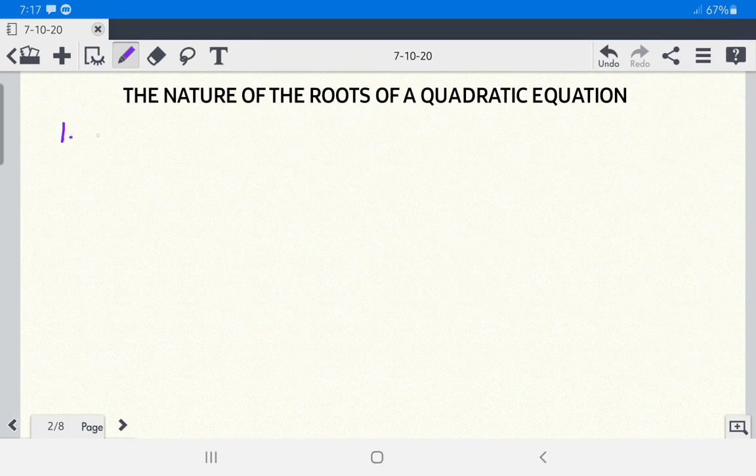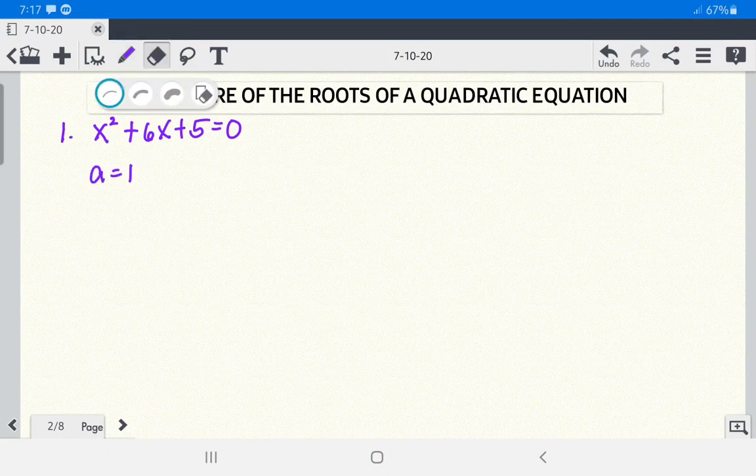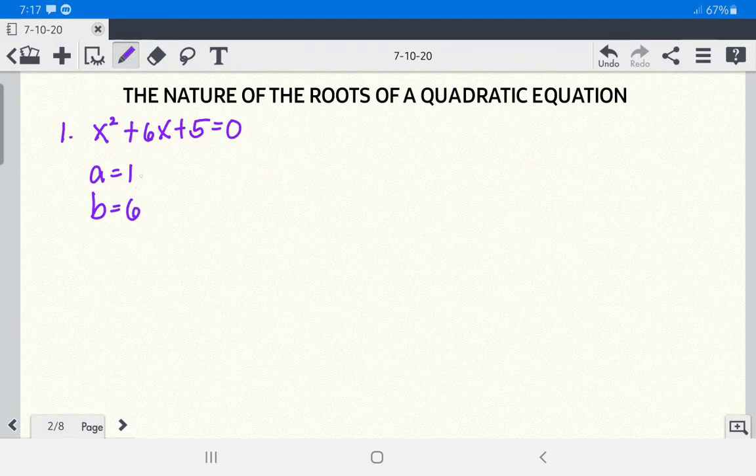Let's say we have x squared plus 6x plus 5 equals 0. Here we're going to identify the values of a, b, and c. So a is 1 because the numerical coefficient of the quadratic term is 1, from x squared. Then the value of b is 6 from the linear term, 6x. The value of c is 5, which is the constant.